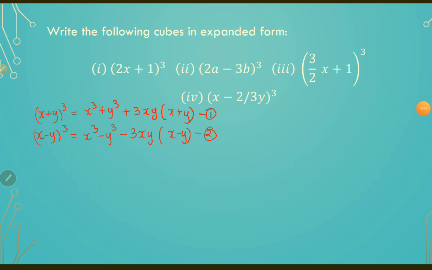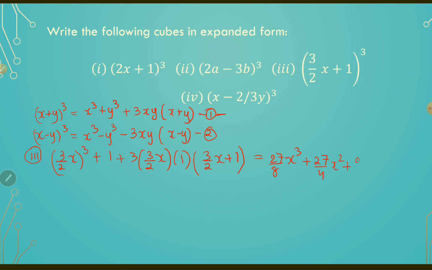Third question, we need to use identity number 1. This identity. So the third question goes like 3 by 2x the whole cube plus 1 plus 3 into 3 by 2x into 1 into 3 by 2x plus 1. That's nothing but 27 by 8x cube plus 27 by 4x square plus 9 by 2x plus 1.